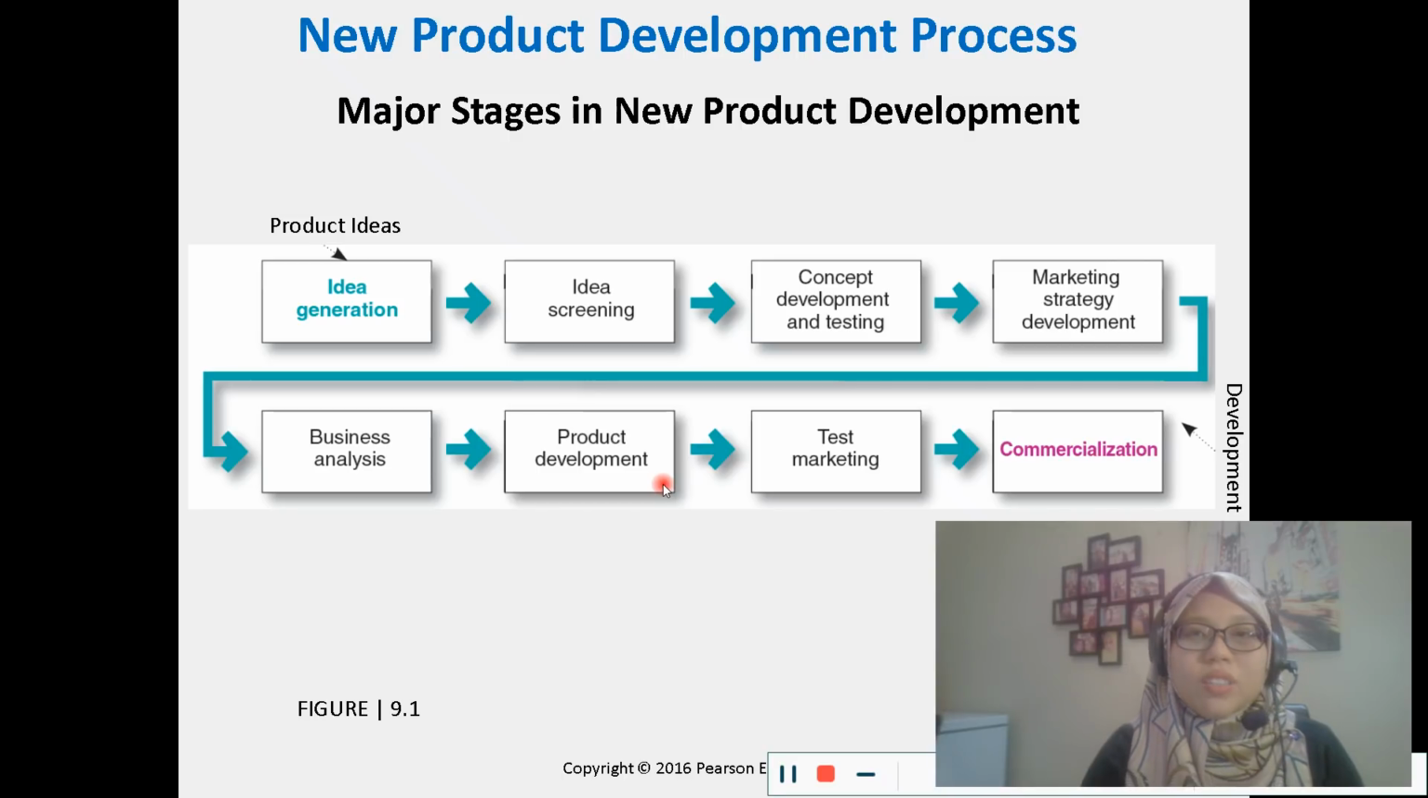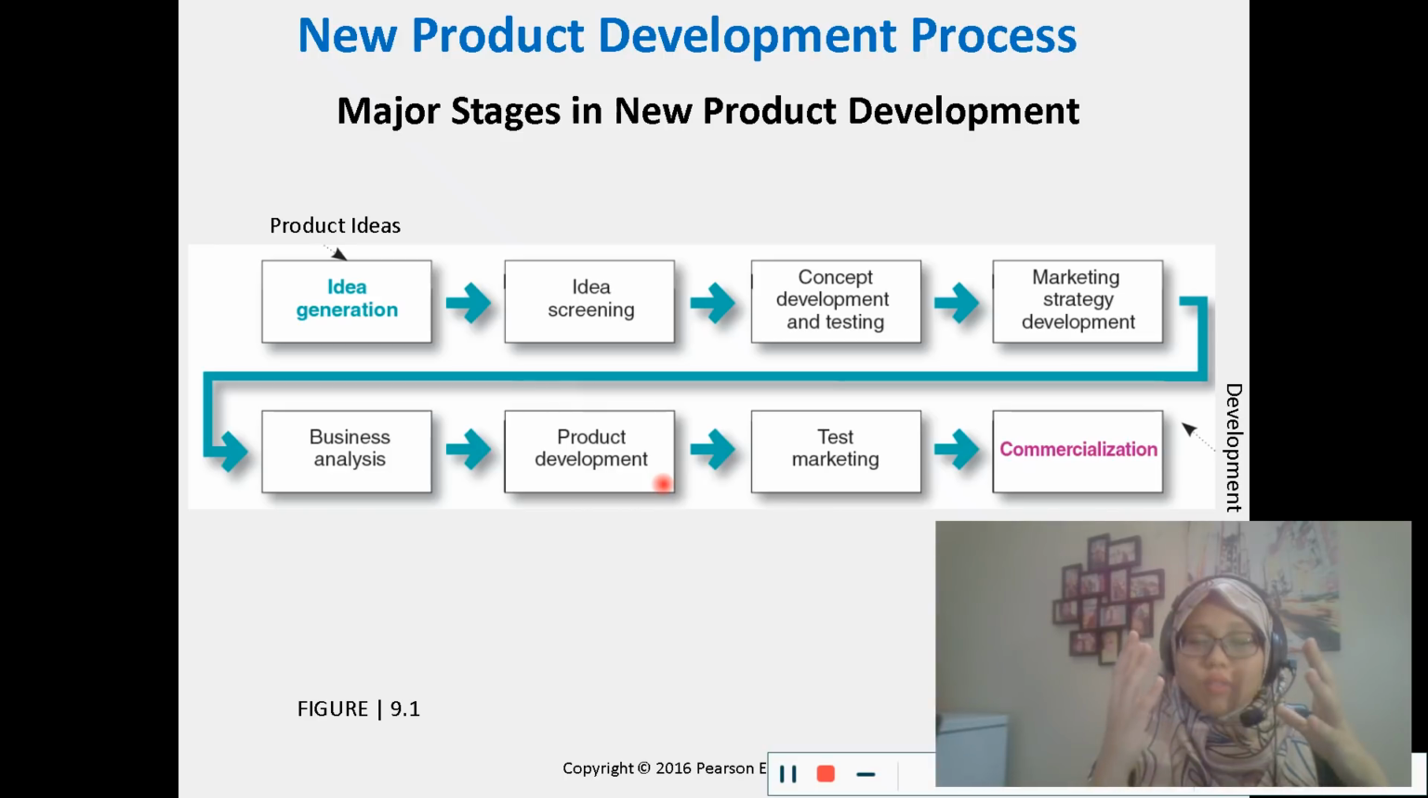For the first step in new product development is idea generation. So kalau kita nak buat sesuatu, kita bermula dengan idea. Okay, that's why many of the people dulu-dulu kata angan-angan Mak Jenin kan. But angan-angan, that angan-angan is actually idea. So based on the ideas, you are able to develop a new product.